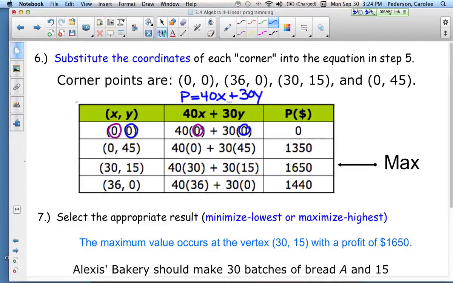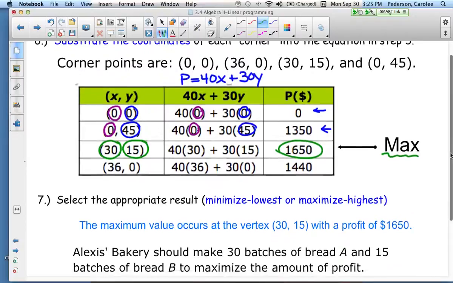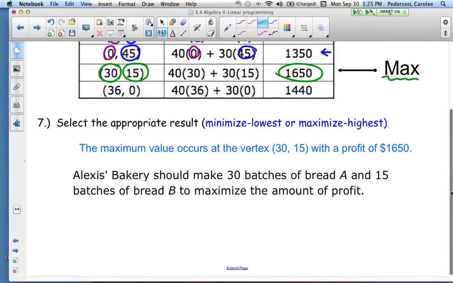When I get out, I get a profit of no money because I haven't made anything. Then substitute 0 in for X and 45 in for Y. When you multiply those numbers and add them, you get 1350. And you would continue doing that for the next two corners. Notice the one that has the largest value. This is our maximum profit. So we want to choose 30 batches of A and 15 batches of B to give us a profit of 1650. And that's what we're going to finish up, step 7.